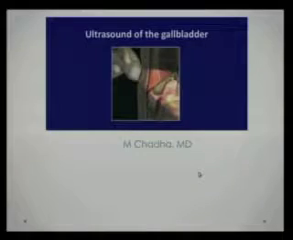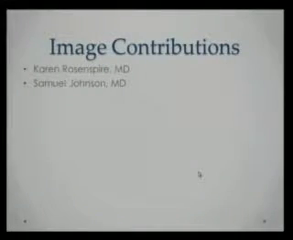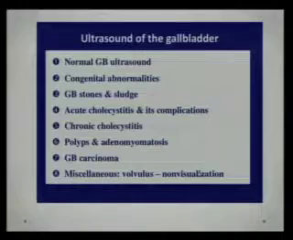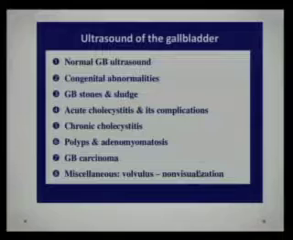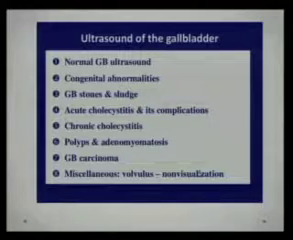Ultrasound of the gallbladder, and these are where I've got my images from, some of my images. So what will we discuss today? We will discuss normal gallbladder ultrasound, congenital abnormalities, gallbladder stones and sludge, acute cholecystitis and its complications, chronic cholecystitis, polyps and adenomyomatosis, gallbladder carcinoma, and miscellaneous conditions like volvulus and non-visualization of the gallbladder.